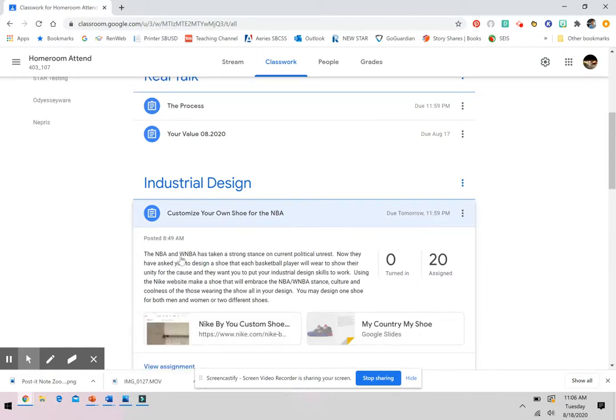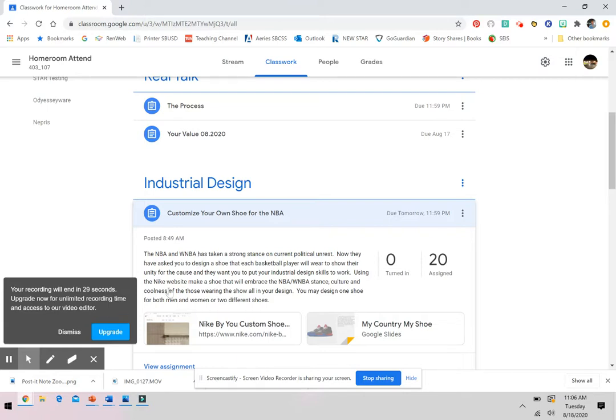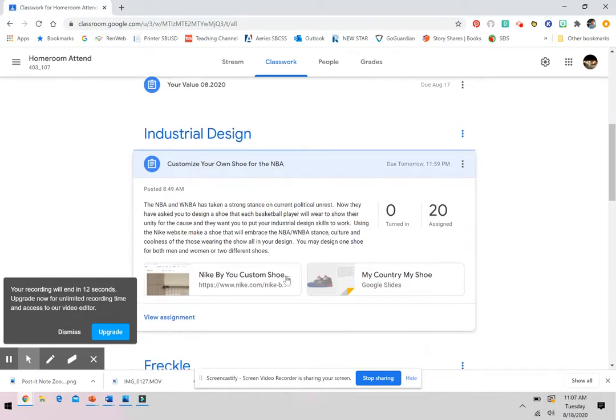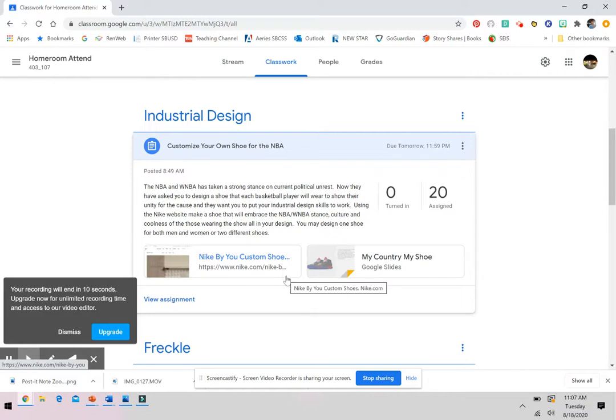It says the NBA and WNBA has taken a strong stance on current political unrest. They have asked you to design a shoe that each basketball player will wear to show their unity for the cause, and they want your industrial design skills to be put to work. Using the Nike website, make a shoe that will embrace the NBA and WNBA stance. You will click here to make a PowerPoint, and here is the link that you need.